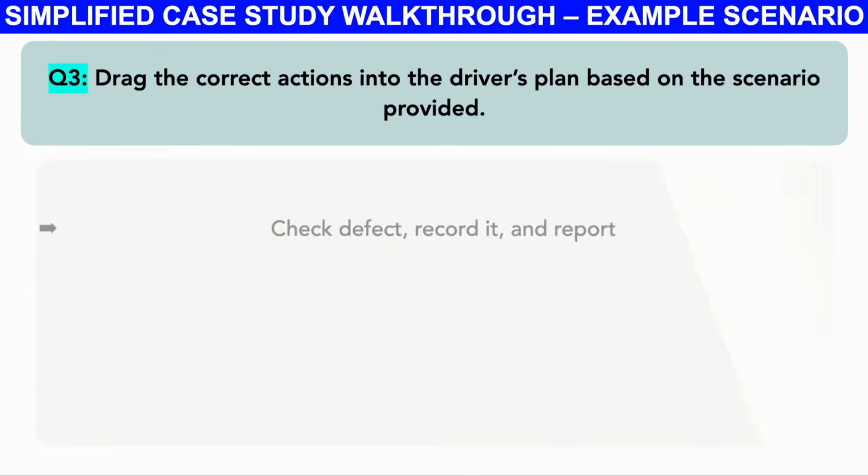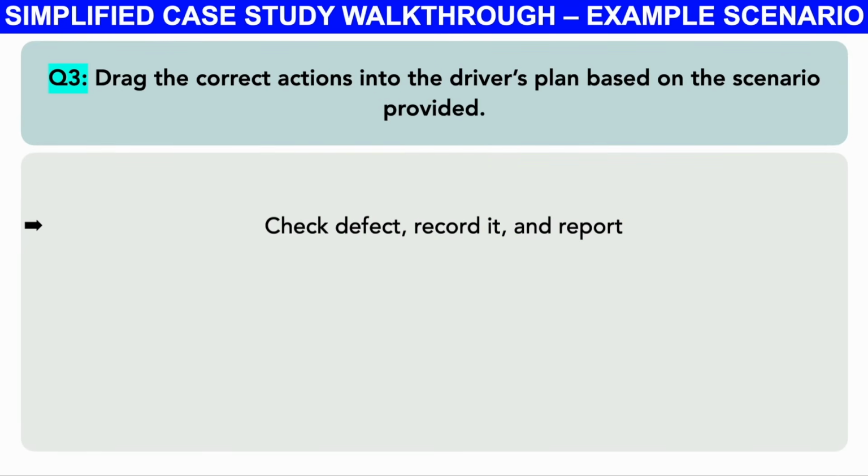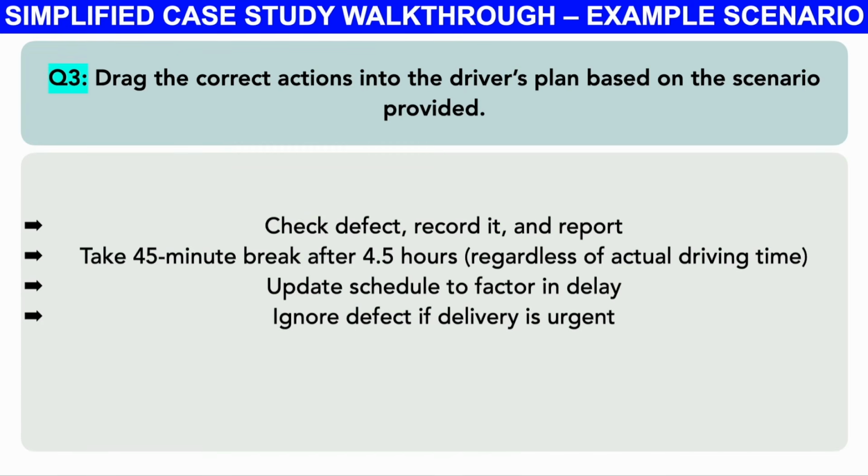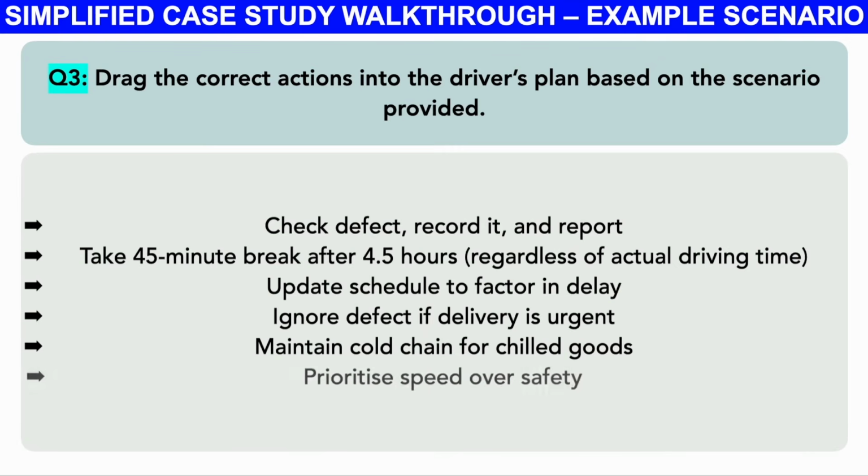Here are the options. Check defect, record it and report. Take 45-minute break after 4.5 hours regardless of actual driving time. Update schedule to factor in delay. Ignore defect if delivery is urgent. Maintain cold chain for chilled goods. Prioritize speed over safety. So which of these options would you select? In your real test, you'll be expected to drag and drop the correct answer options, but for the purpose of this video, just simply select which options you would choose.